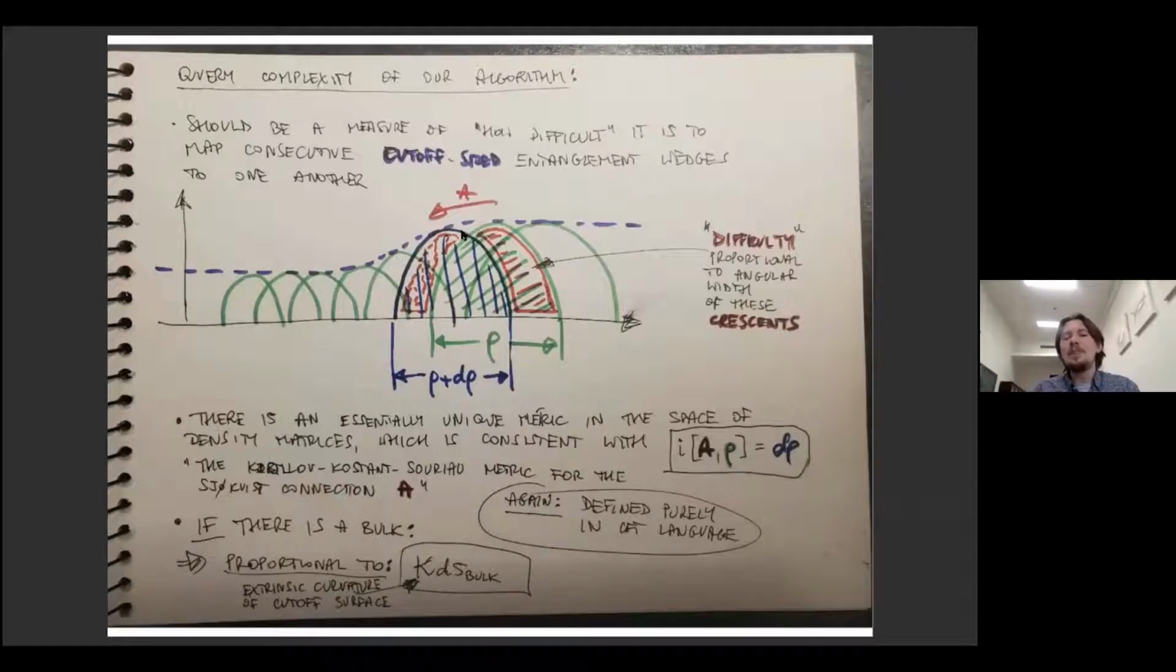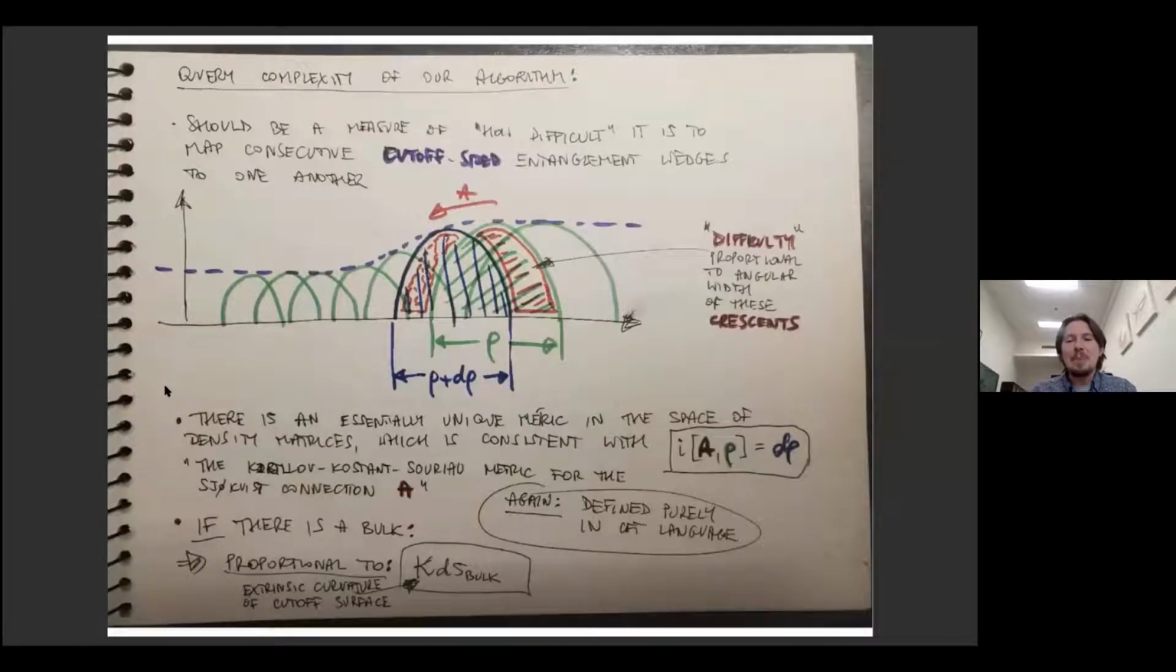Namely, if I'm moving this green entanglement wedge to this blue entanglement wedge, there is a little piece of the tensor network that formed this entanglement wedge, which I have to erase, and another piece that I have to add. And the width of these slivers should be a measure of how hard it is to move one entanglement wedge to another.